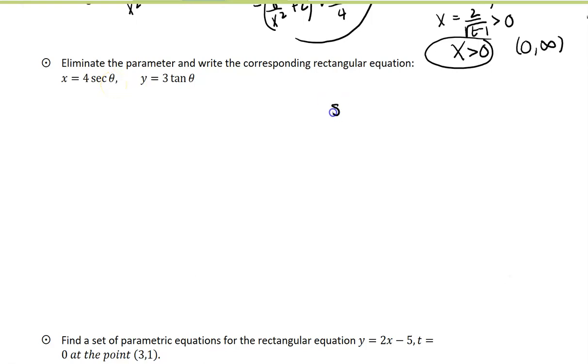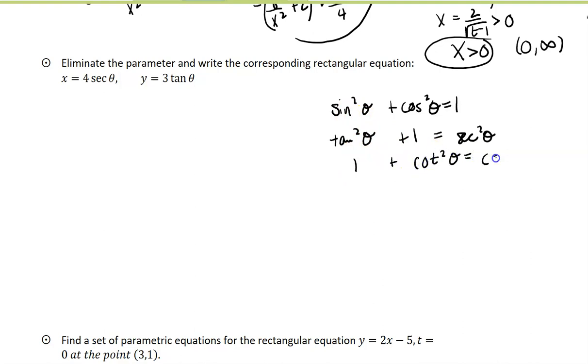And remember, there's a couple of those. There's sine squared of theta plus cosine squared of theta equals 1. If you divide everything through by a cosine squared, you get tangent squared of theta plus 1 equals secant squared of theta. And if you divided through by a sine squared of theta, you would have 1 plus cotangent squared of theta equals cosecant squared of theta. So whichever one you have the pieces for is which one you're going to use. And in this case, we have secant and tangent, so we're going to use this one right here.